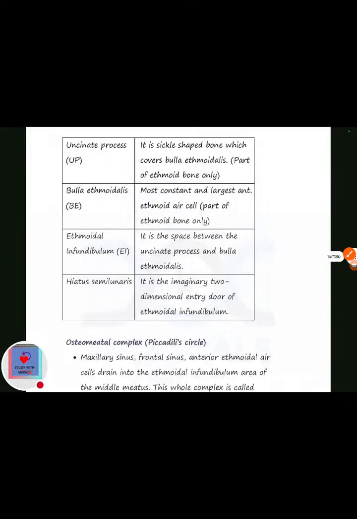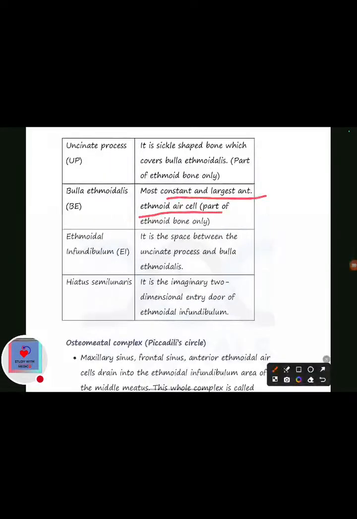What is the bulla ethmoidalis? The most constant and largest anterior ethmoid air cell, part of the ethmoid bone. So this is the bigger air cell of the ethmoid. What is the uncinate process? A sickle-shaped bone which covers the bulla ethmoidalis. The bulla ethmoidalis is covered by the sickle-shaped bone, which is part of the ethmoid bone.